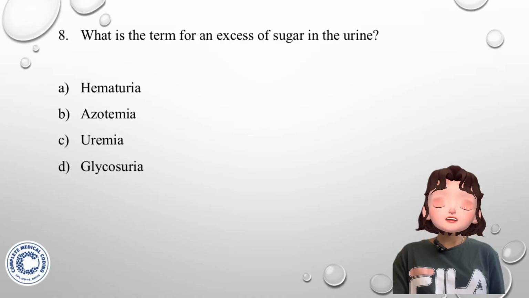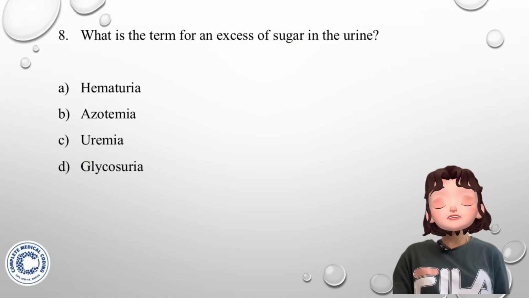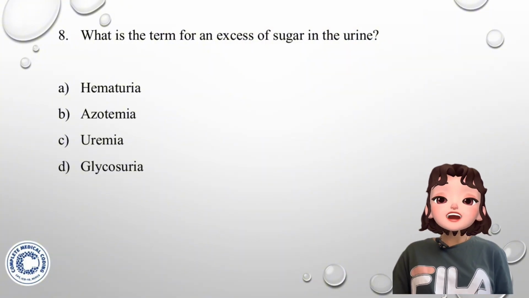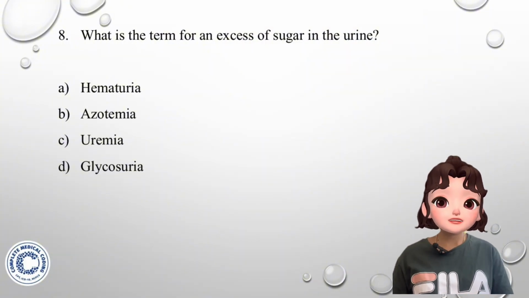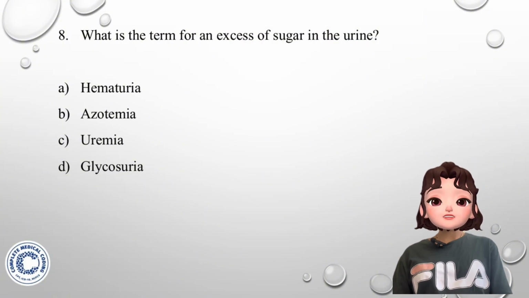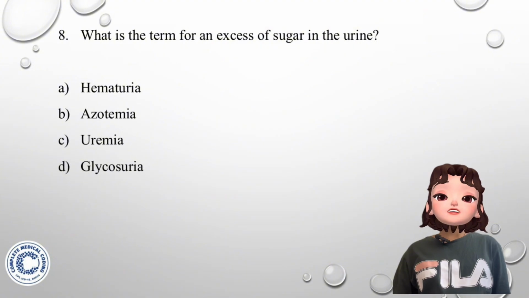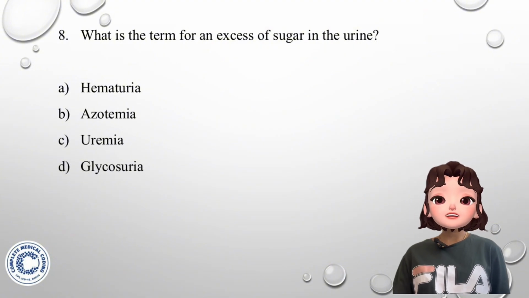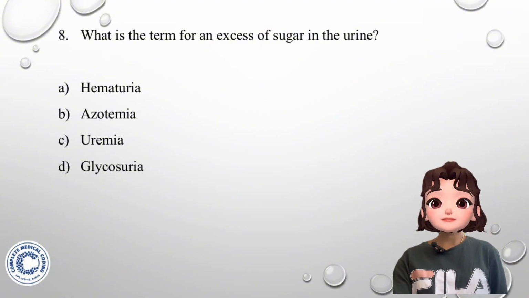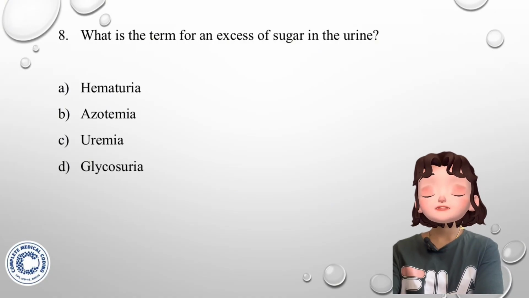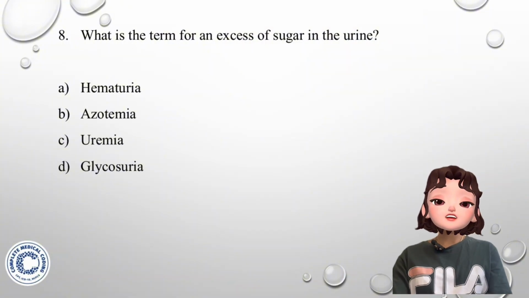Eighth question. This is easy as well as it's a common question also. Alright. What is the term for an excess of sugar in the urine? Excessive sugar in the urine. What it is called? Is it hematuria? Is it azotemia? Is it uremia? Or is it glycosuria? Let's discuss each and every one.